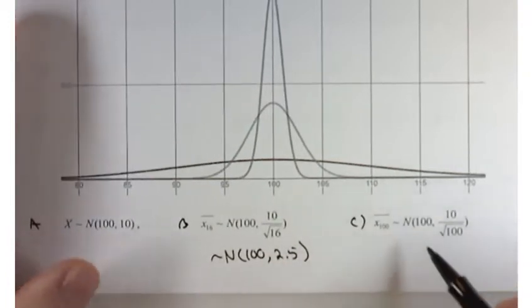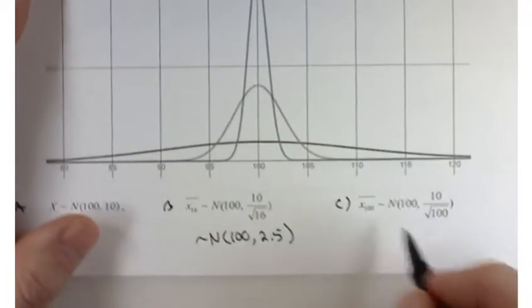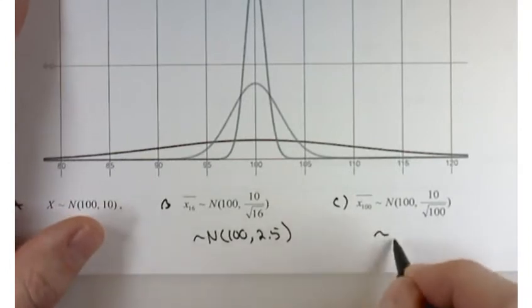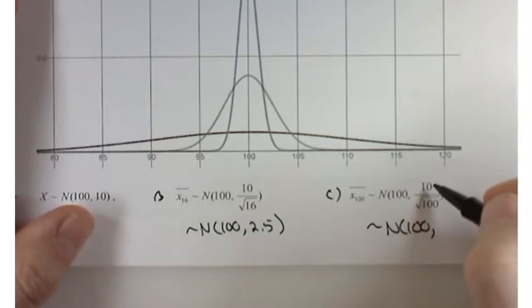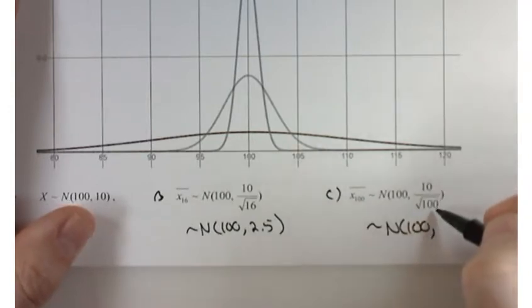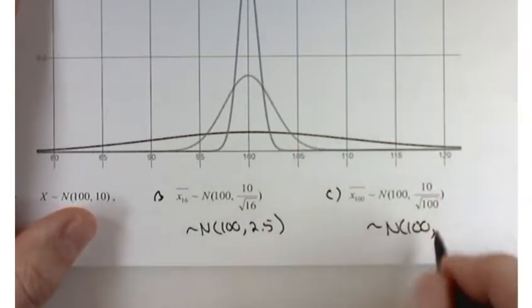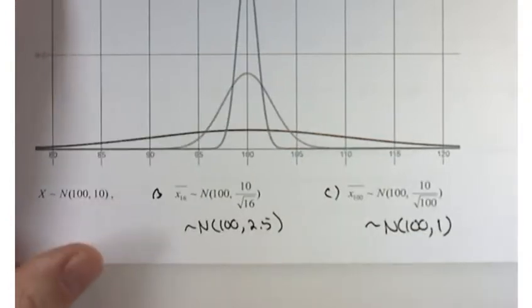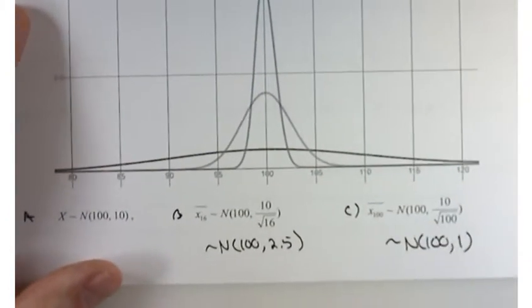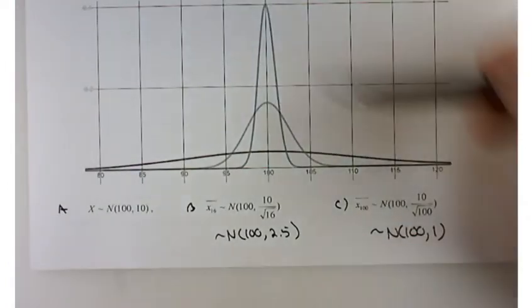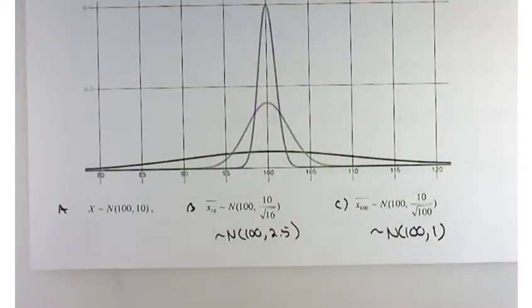Or if I went all the way up to samples of size 100, then the mean is going to be 100 still. The standard deviation is going to be 10 divided by the square root of 100, which is 10. 10 over 10 is 1. So try and label for yourself which graph you think is which. Which graph is A, which graph is B, which graph is C.